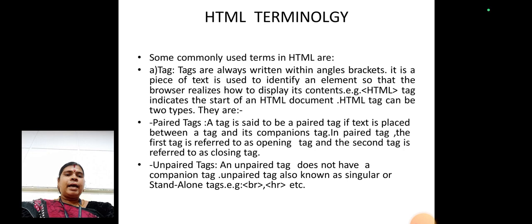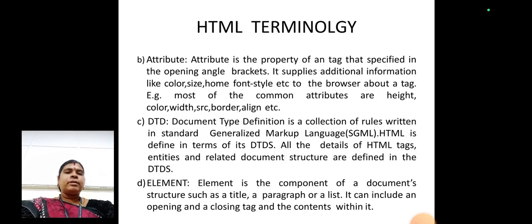Paired tags. A tag is said to be a paired tag if text is placed between a tag and its companion tag. In a paired tag, the first tag is referred to as the opening tag and the second tag is referred to as the closing tag. Unpaired tag. An unpaired tag does not have a companion tag. Unpaired tags are also known as singular or standalone tags. Example, break, horizontal rule, etc.